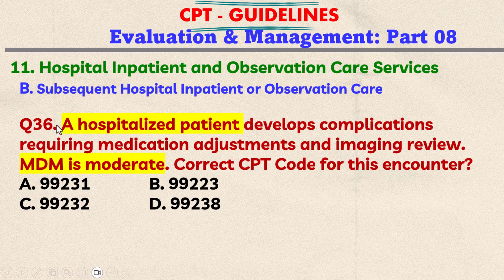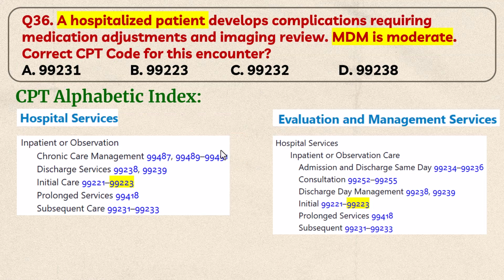So here you have to highlight this is a hospitalized patient, and you can see it's a subsequent hospital inpatient care. MDM is moderate. So again, you can use the alphabetic index in 2 ways. You can use the index term hospital services, then go to inpatient and observation, and here it's subsequent care. So it will lead you to the codes 99231 to 99233. Or else the frequently used method is to go to the main index term evaluation and management services, then the subterm hospital services, then the subterm inpatient and observation care. Here this is subsequent. So 99231 to 233.